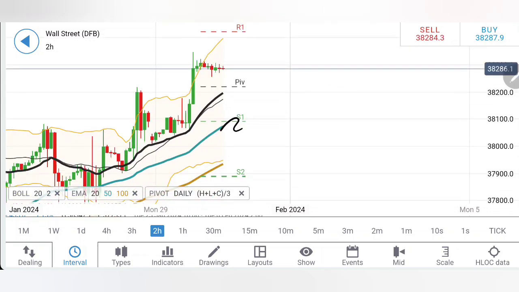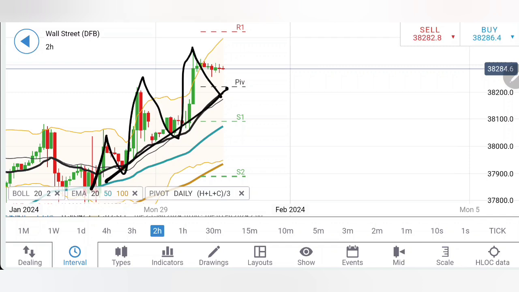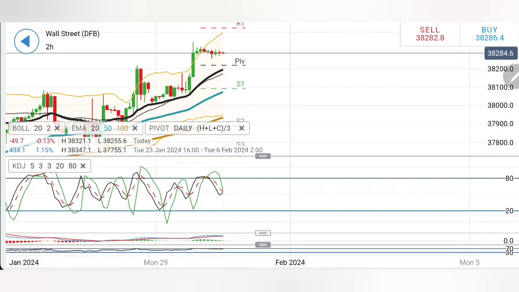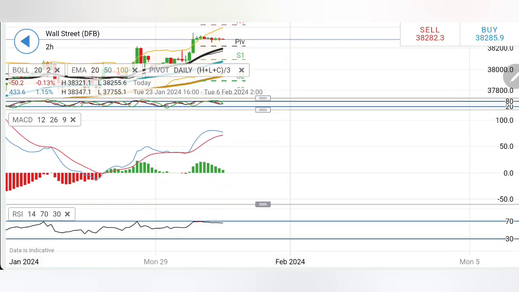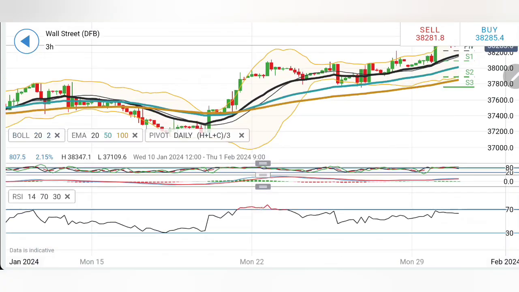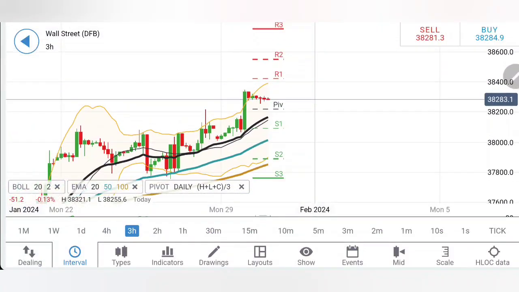As long as 38,000 levels are not breached, we are not going to treat US30 as bearish. Yes, it is not to be treated bearish. It is trading with this bullish bias, taking the support from the 20 period. Where is the 20 period? Right now sitting at 38,200. The stochastic has dropped. MACD is in green, trying to converge. RSI trading bullish. Likewise on the 3-hour charts.